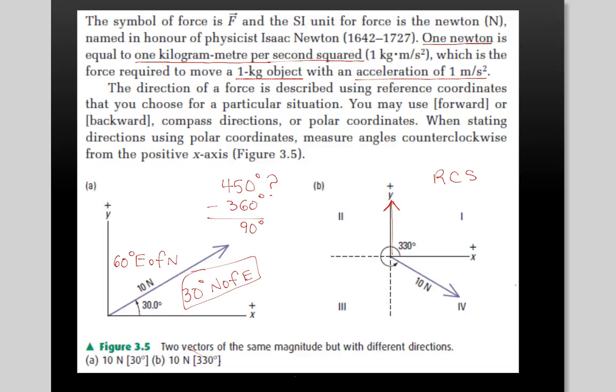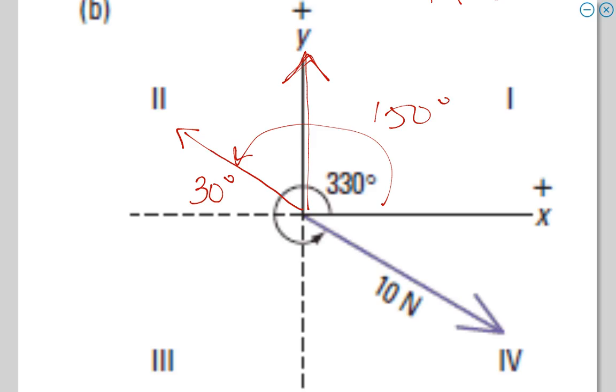What about 150? Where's 150? Quadrant 2. And what would the reference angle with the x-axis be for 150? 30 degrees, north of west. If you wanted the x component, you would do the hypotenuse times the cosine of 30, and if you wanted the y component, you'd do the hypotenuse times the sine of 30. So forces, just like displacements and velocities, can be broken down into their vector components.